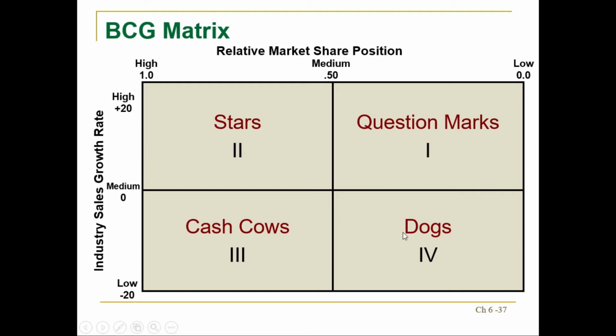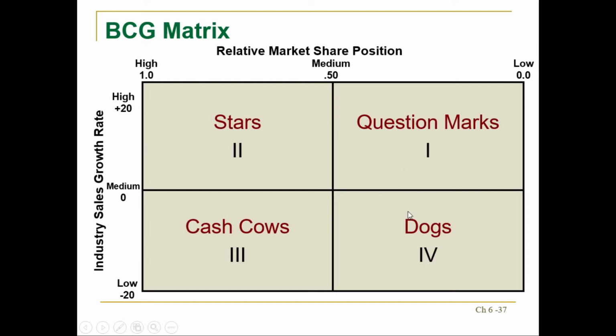And ultimately the last one is a dog firm. Dog firms are those firms which do not even have a good share position, they have less than 50% market share, and the industry is not even growing in positive terms. So the industry is also in negative growth with a lesser market share position, so your firm would be coming into that quadrant. So that's how you can evaluate your firm and locate it into these four quadrants.